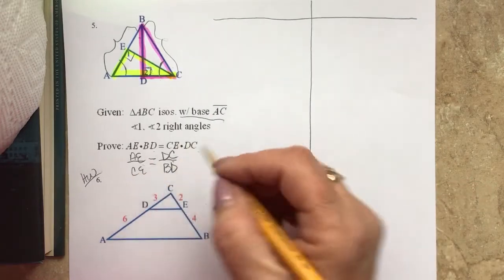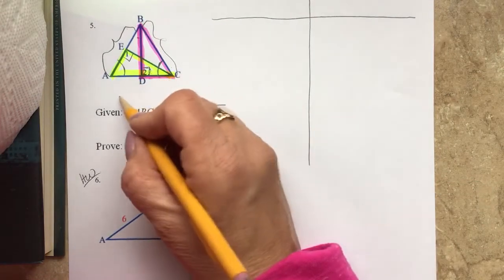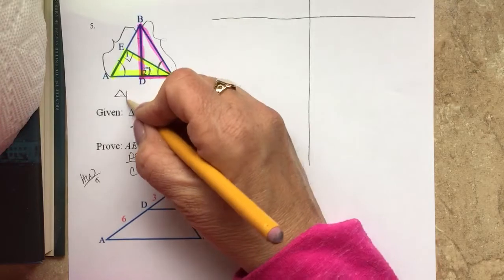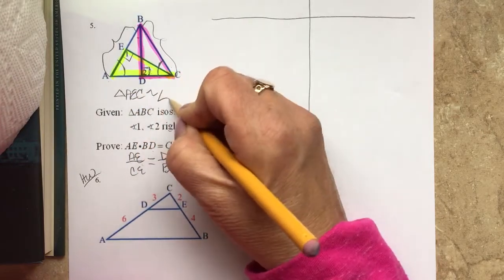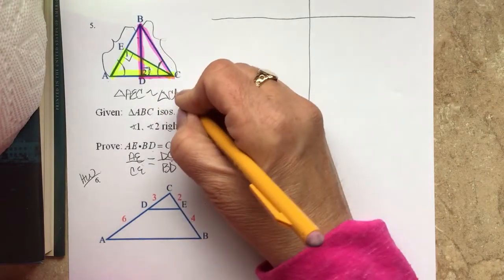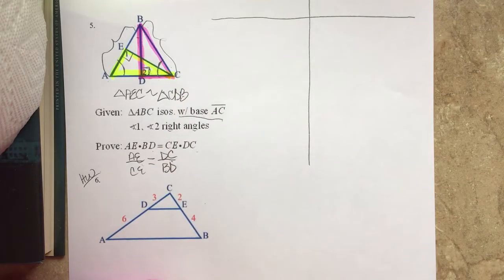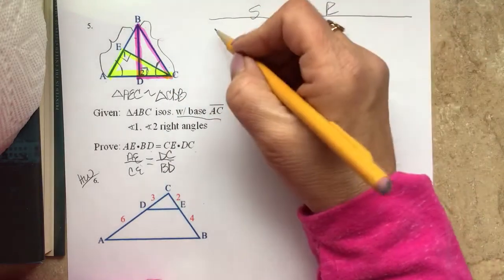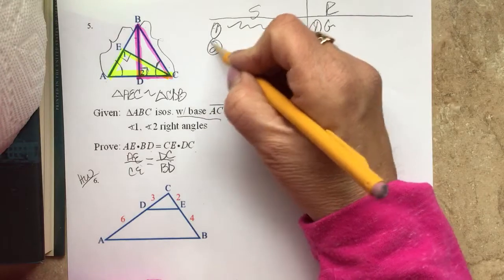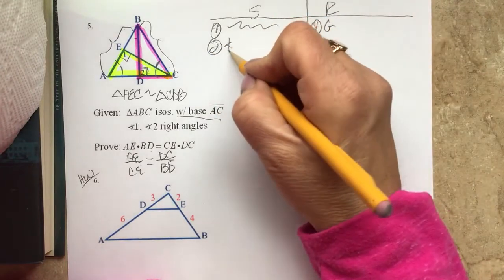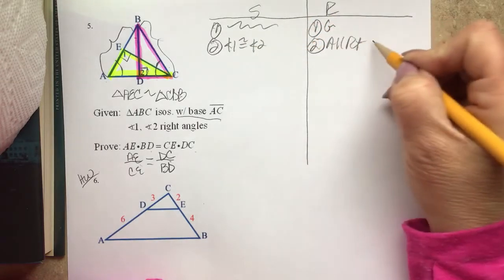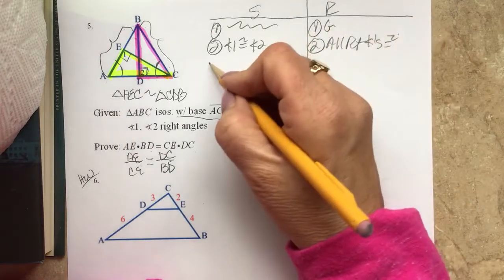Oh, I never said my triangle, sorry. So I have to prove, I'm going to put it up here, triangle AEC is similar to triangle CDB. If I say AEC, I have to say CDB. All right, as long as you have the corresponding together, that'll work out. So I copy all that's there, and that's given. Number 2, I'm going to say angle 1 is congruent to angle 2, and that's because all right angles are congruent.